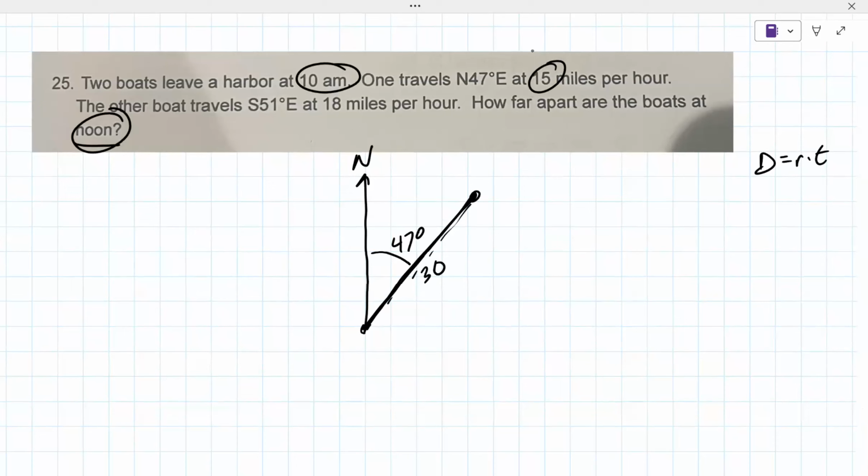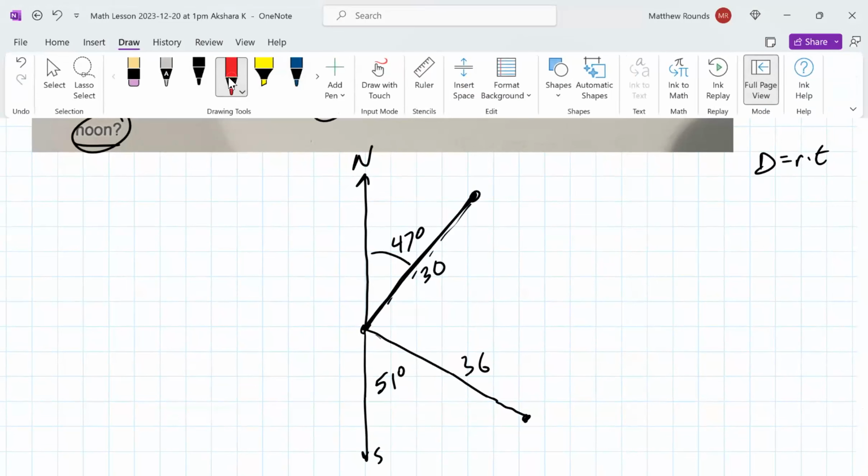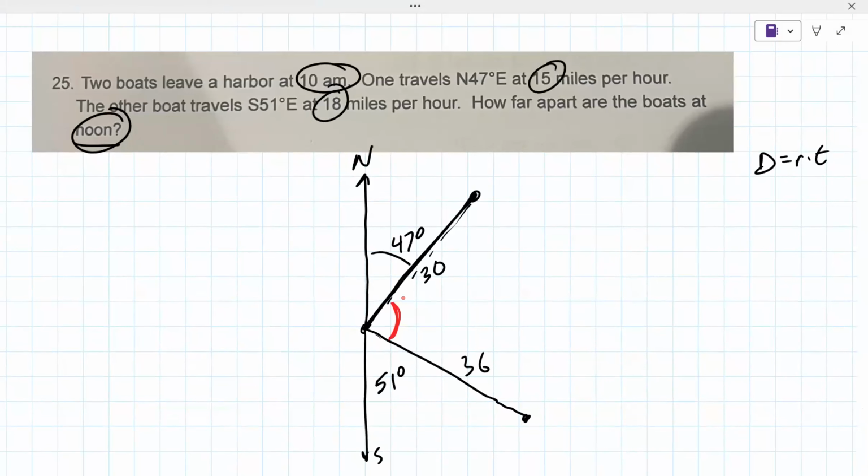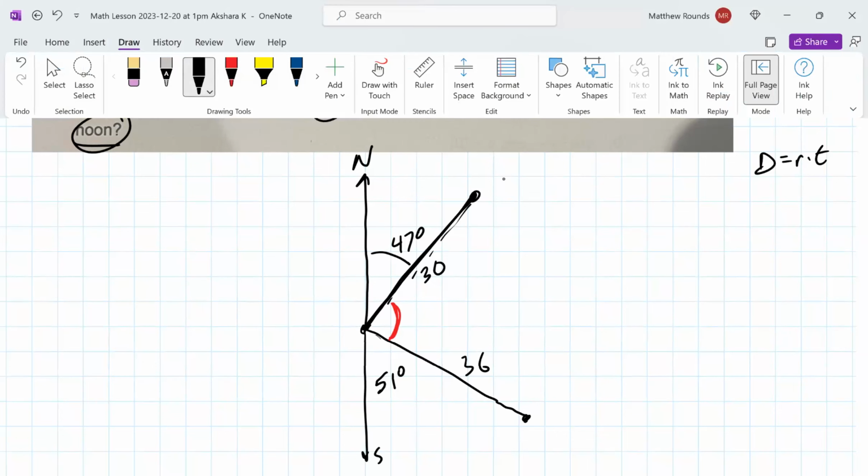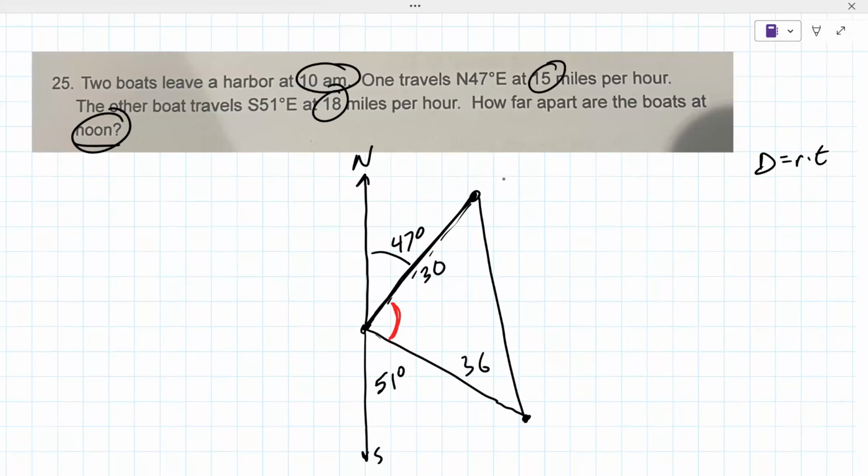And then south 51 east. So there's south. And then 51 degrees. And it's going 18 miles per hour. So this is 36. How can you calculate the angle between them? Subtract one from 180. Now, the reason you need that is because this is a law of cosines problem. Because that's what we want there. All right, so we'll call it C. So could you give me that angle, please?